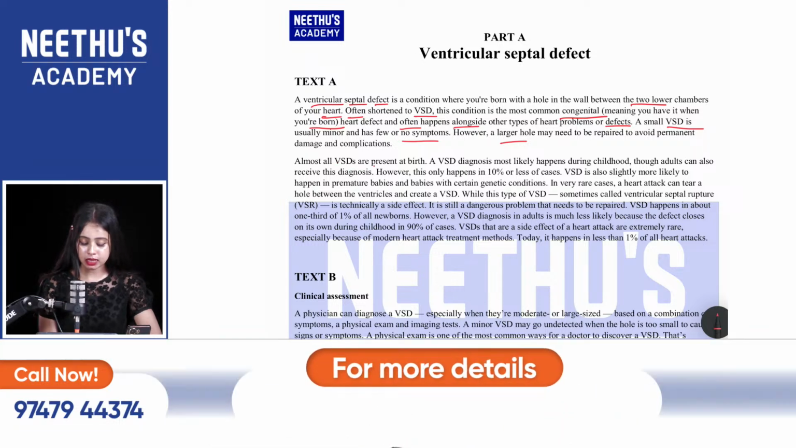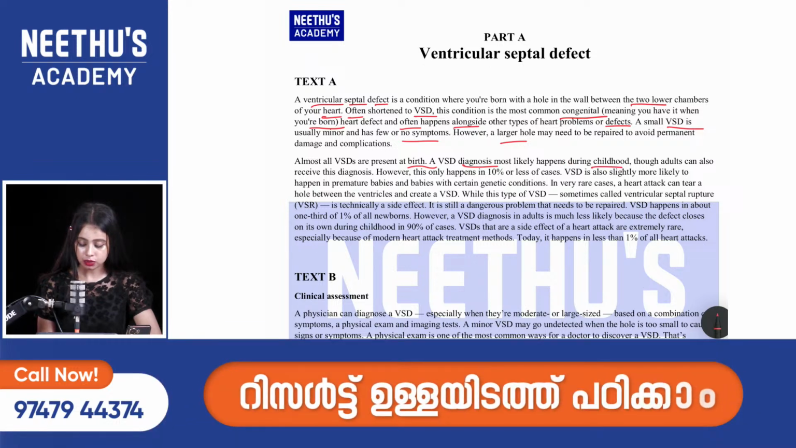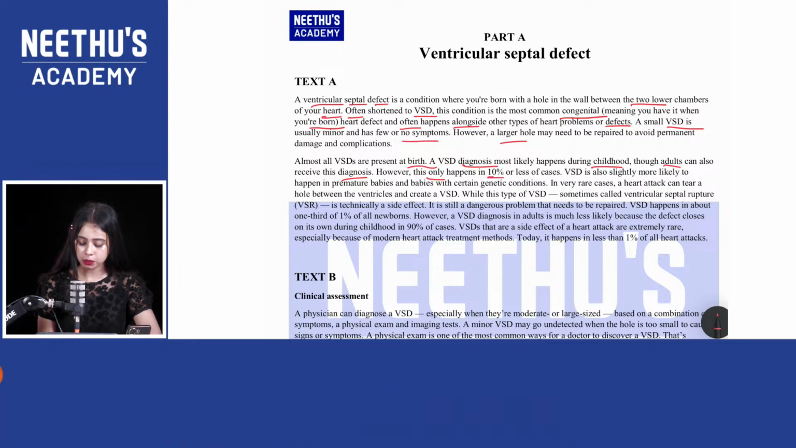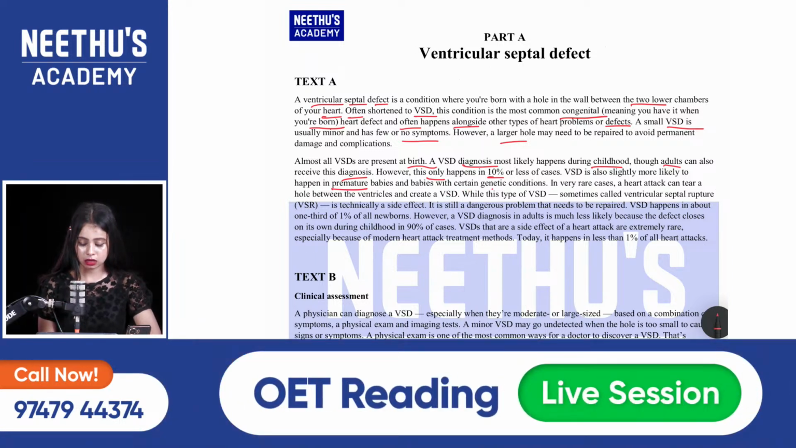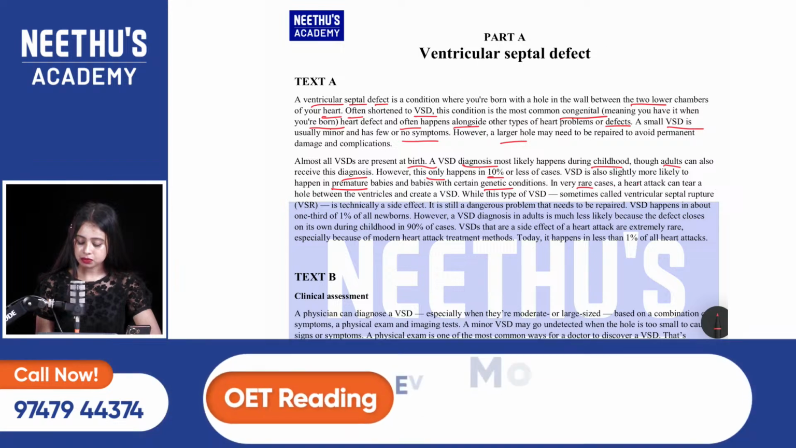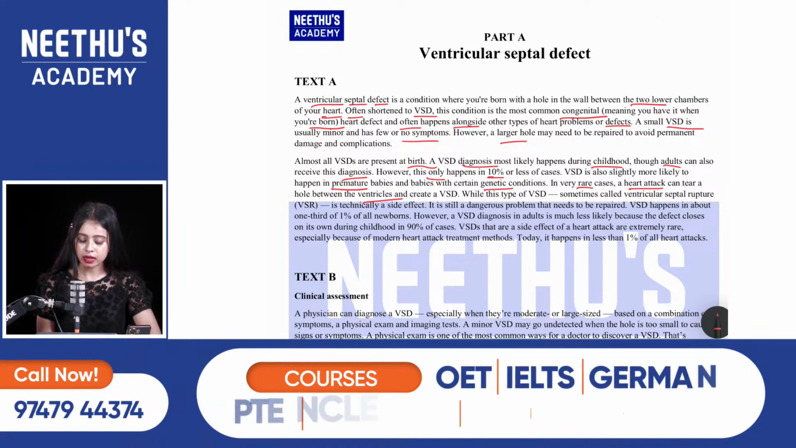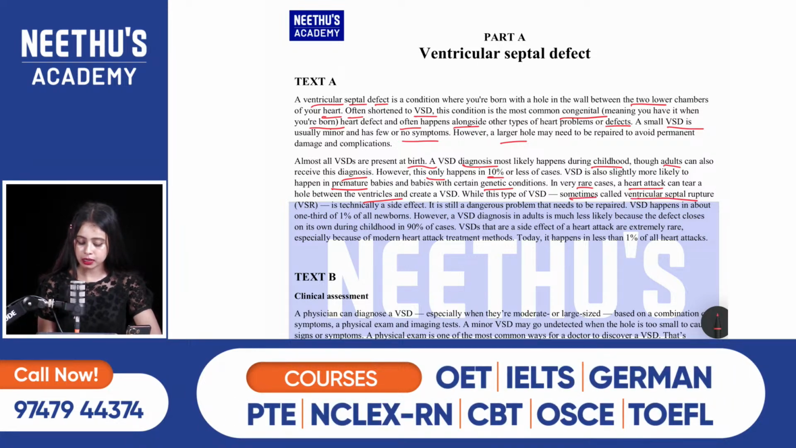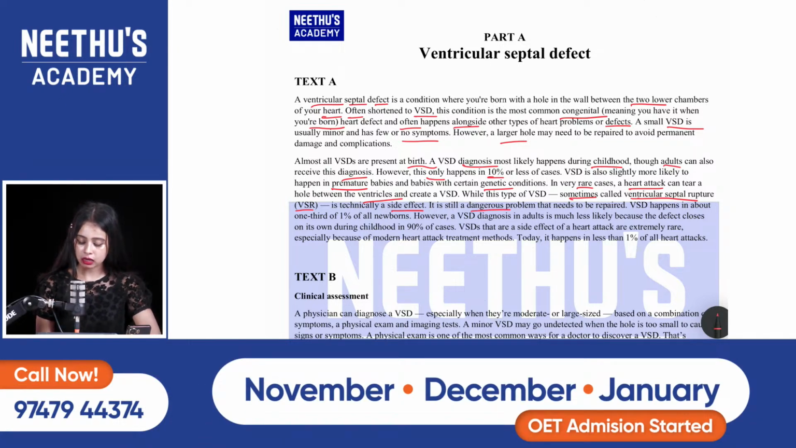Almost all VSDs are present at birth. A VSD diagnosis most likely happens during childhood, though adults can also receive a diagnosis. However, this only happens in 10% or less of cases. VSD is also slightly more likely to happen in premature babies and babies with certain genetic conditions. In very rare cases, a heart attack can tear a hole between the ventricles and create a VSD. While this type of VSD is sometimes called ventricular septal rupture or VSR, it is technically a side effect. It is still a dangerous problem that needs to be repaired.